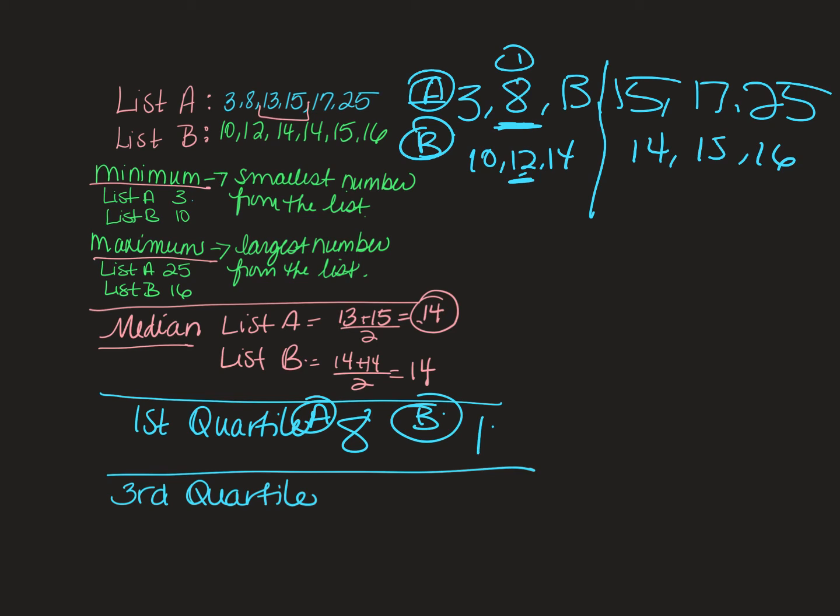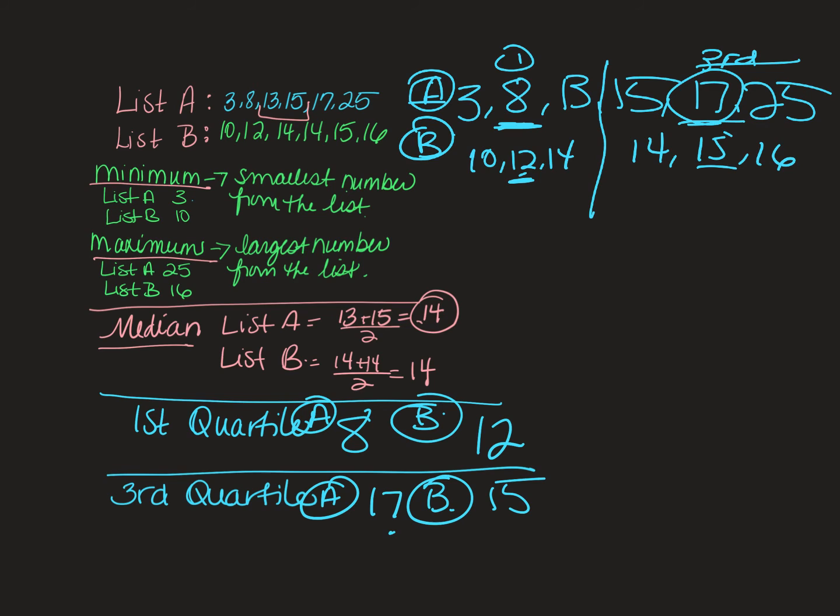12. All right. Now, let's talk about the third quarter. What is the third quarter for A? 17. What about for B? Actually, 17 for A and 15 for B. Everybody see that? You're looking at the third quarter, which is the second half, and you're looking for the middle number. And that's your third quarter numbers, okay?